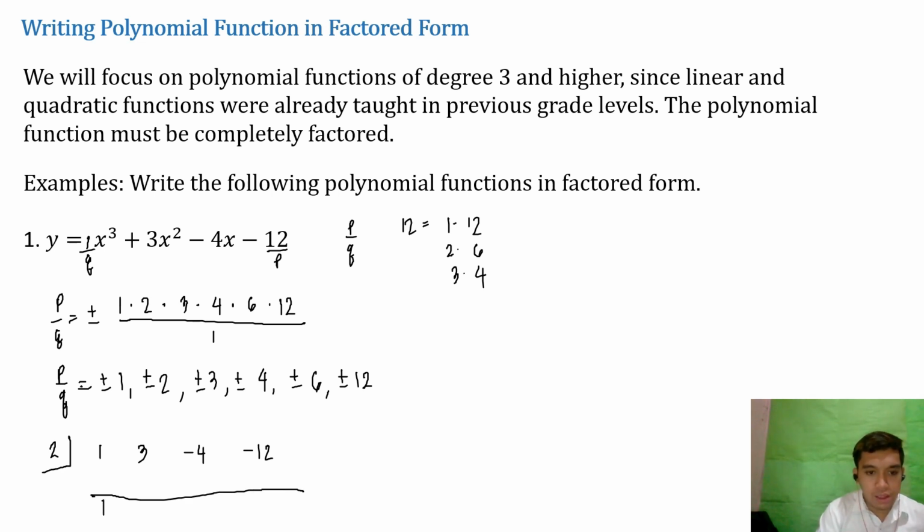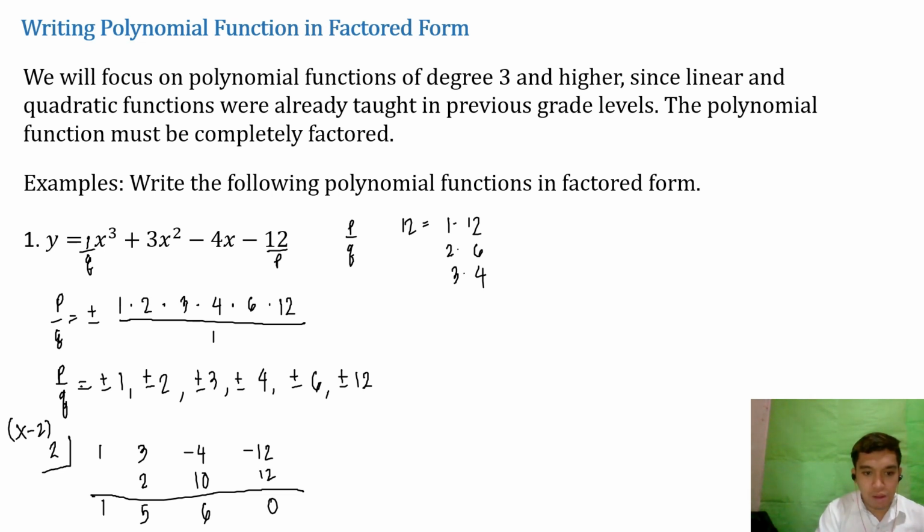So, 1, bring down 1. Then, 1 times 2 is 2. Then, 3 plus 2 is 5. Then, 5 times 2 is 10. Negative 4 plus 10 is positive 6. So, 6 times 2 is 12. So, that is 0. So, ibig sabihin itong 2 ay real root ng ating polynomial function. Kasi 0 ang kanyang remainder. So, ito, kapag ginawa natin siyang polynomial, itong ating 2, yan ay magiging x minus 2. Okay? So, let's proceed now.